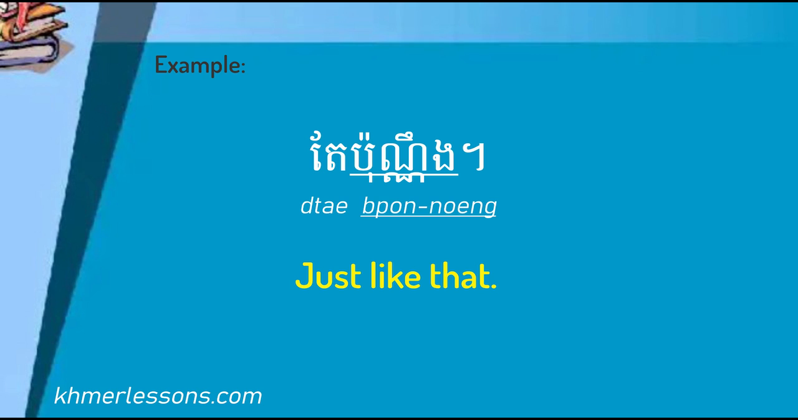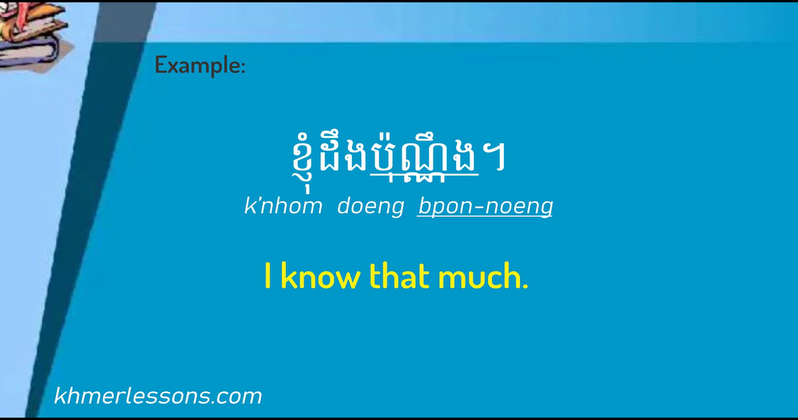And another one, you say just like that. And then you say tai pon nang, just like that, tai pon nang. It's just a short phrase. And another one, you say I know that much, khnyom dang pon nang. So dang is the word to know. I mean I know only this. And then you say khnyom dang pon nang. So this is how to use pon nang in the Cambodian language. For that much, this much, or like that, you use it like this.